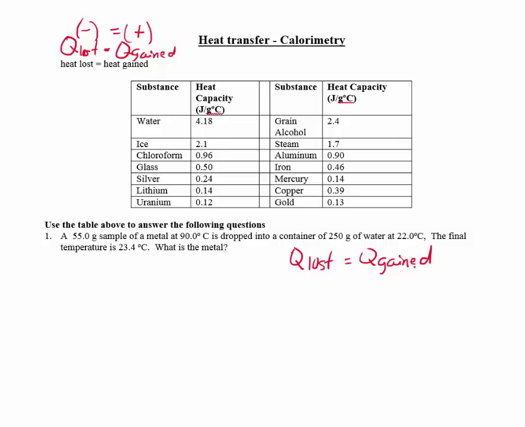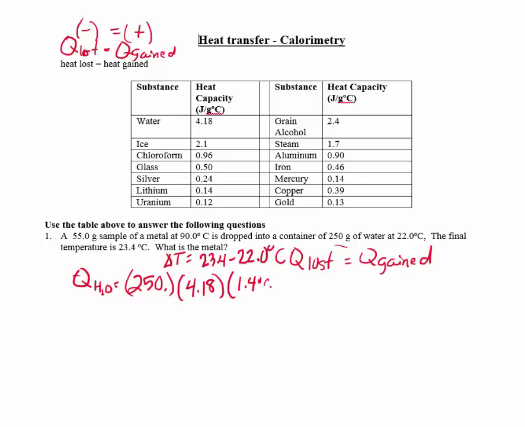So do I have enough information? Well, I know the mass of water, I know the specific heat of water, I know the temperature change of water, so I can calculate the heat gained. So we're going to do that first. This is the heat gained by the water. What is the mass of water? 250 grams. What's the specific heat of water? Well, right here on the chart it tells me 4.18. Now look at how much water changed temperature. Remember, it's always final temperature minus initial temperature.